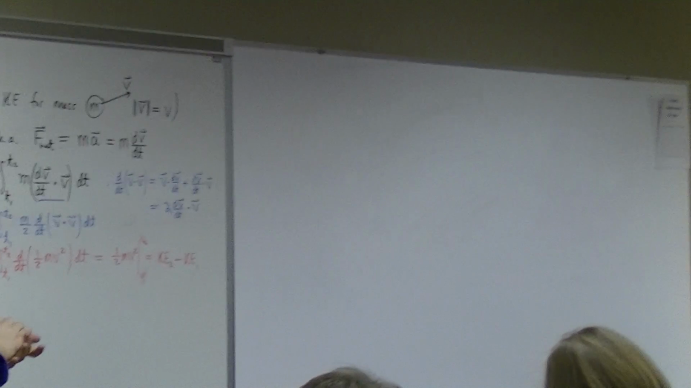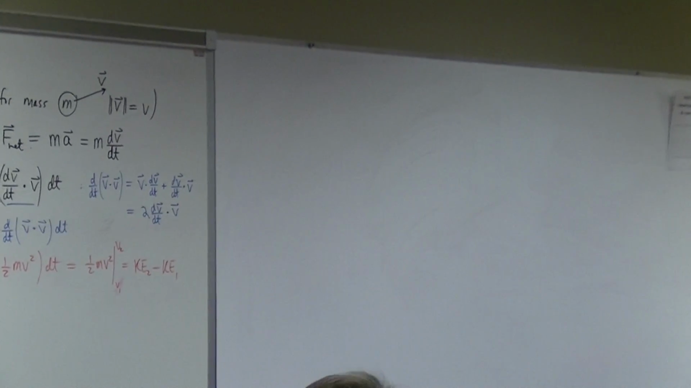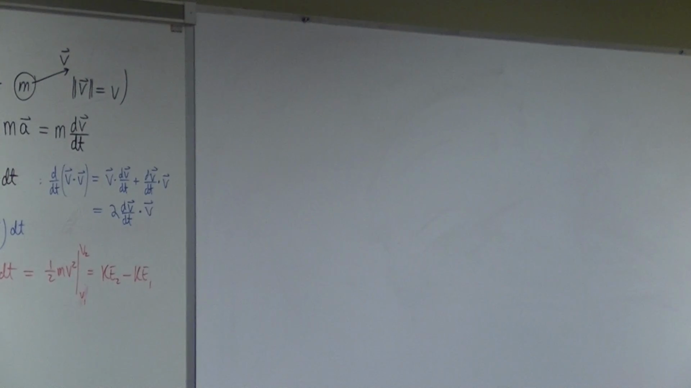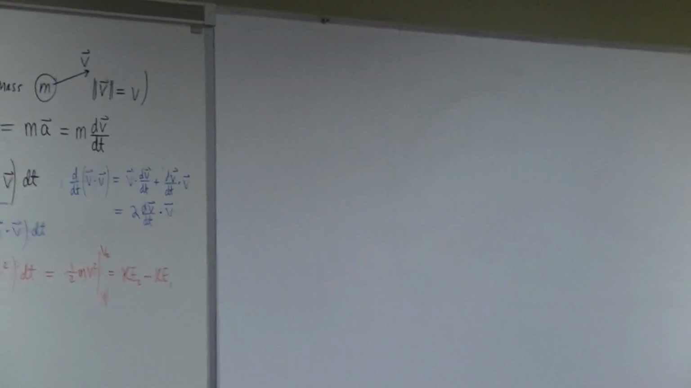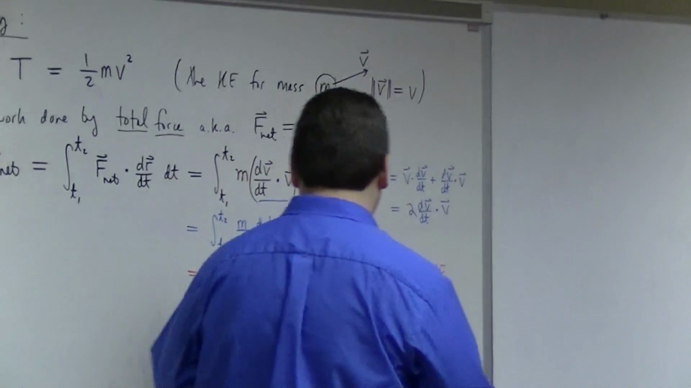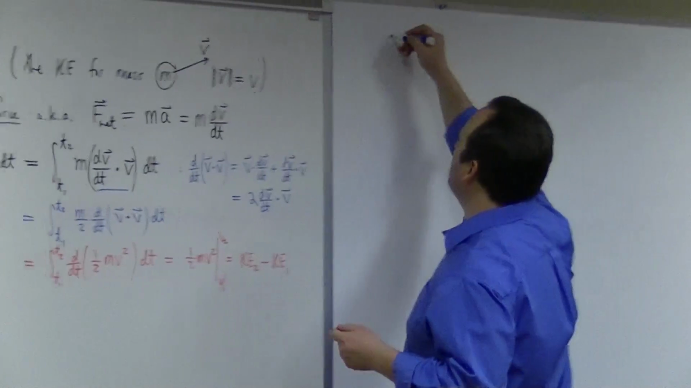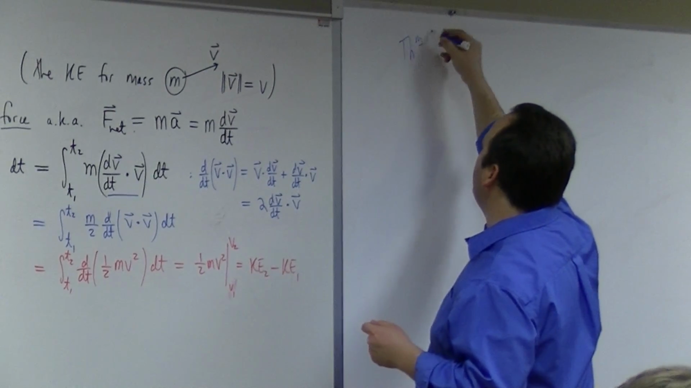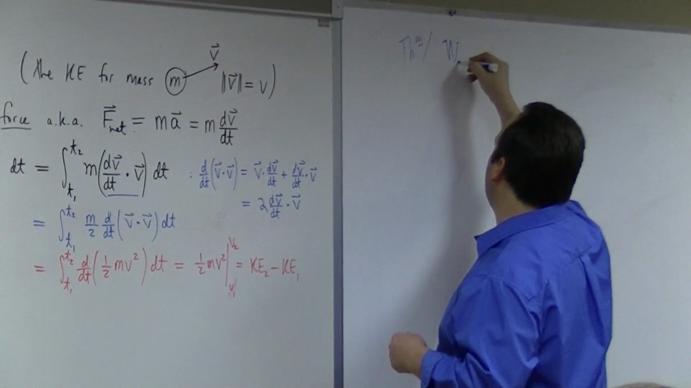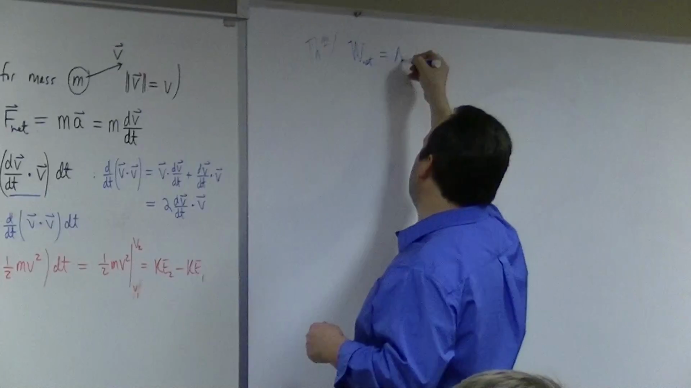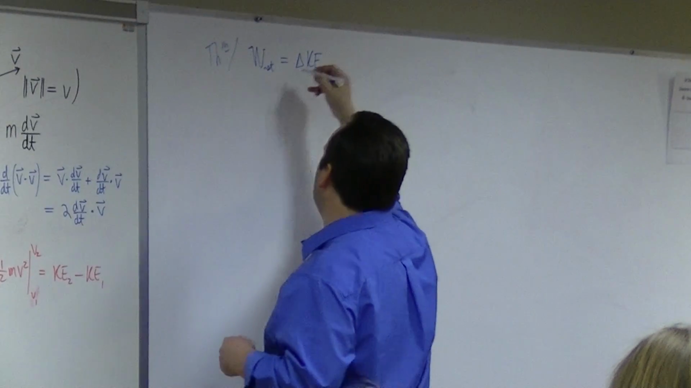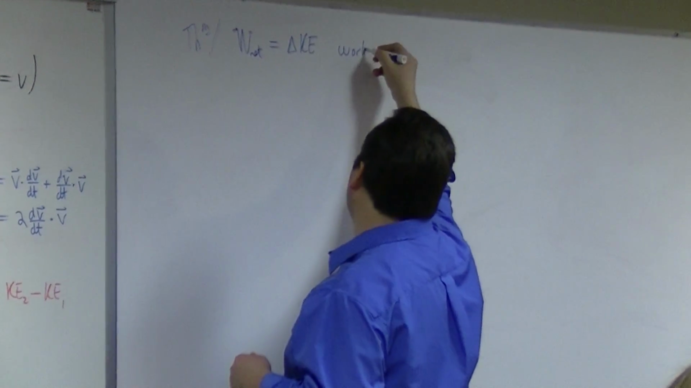In the example I just erased, you could ask what the net work was. So here's the theorem: the net work is equal to the change in kinetic energy. This is the work energy theorem.